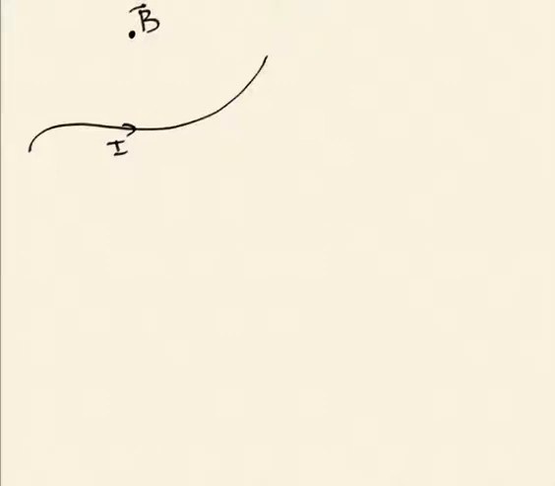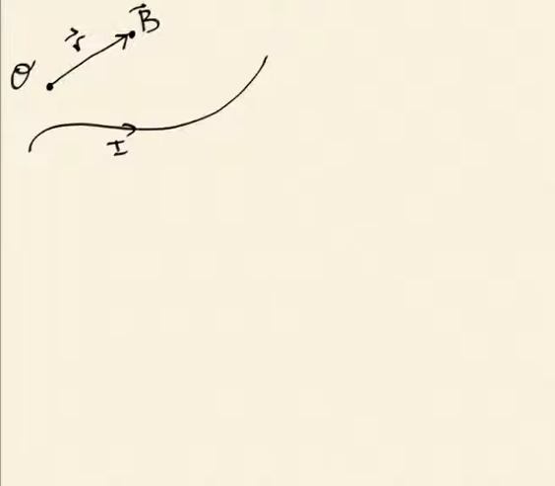Now I have to set up a coordinate system to do this calculation. I'm going to define my origin to be here. It's completely arbitrary. You can pick your origin wherever you want to. I'm going to put it right there. And then I'm going to find the location that I'm measuring the magnetic field to be R from the origin.